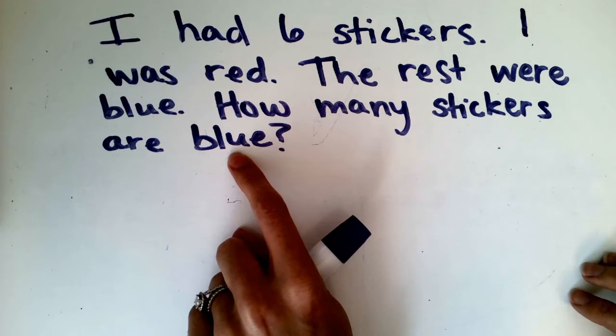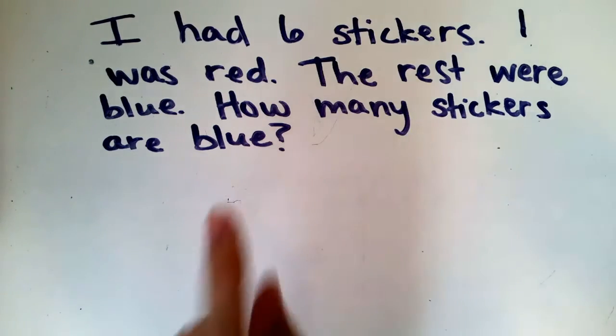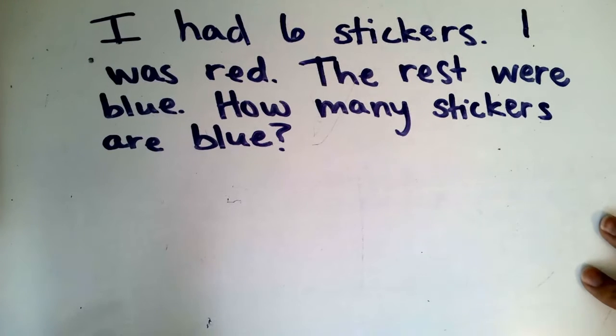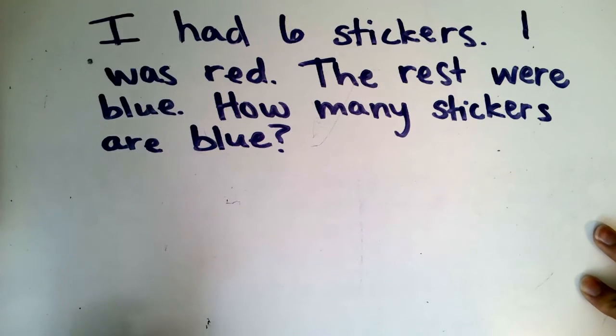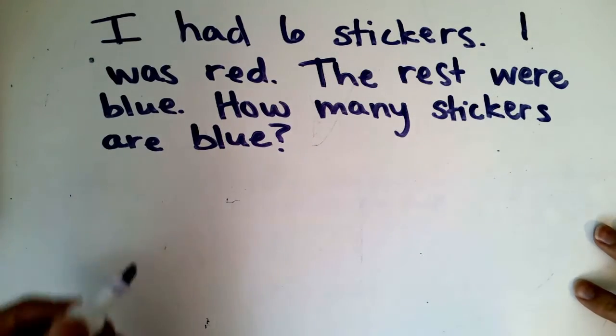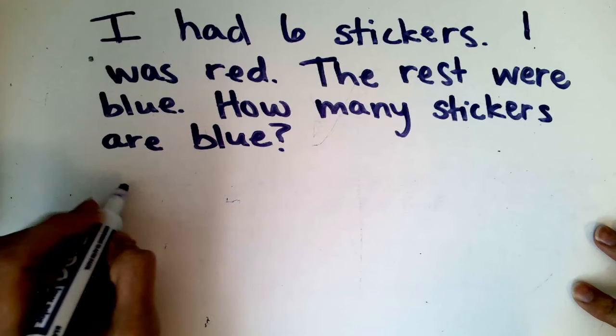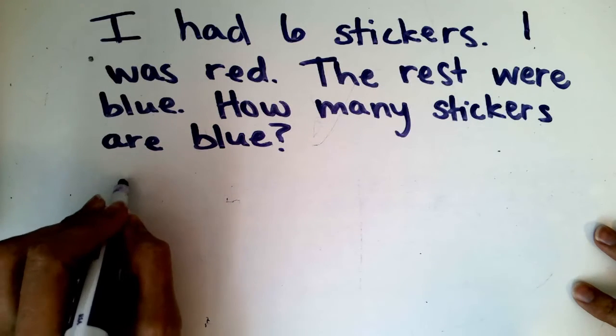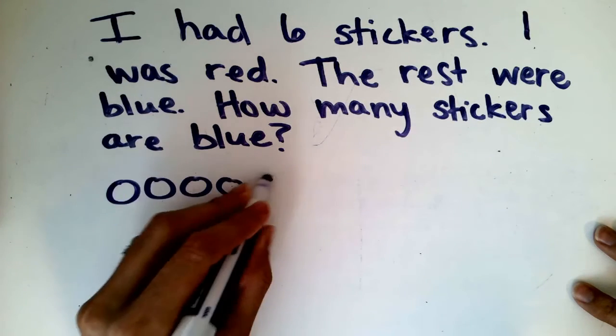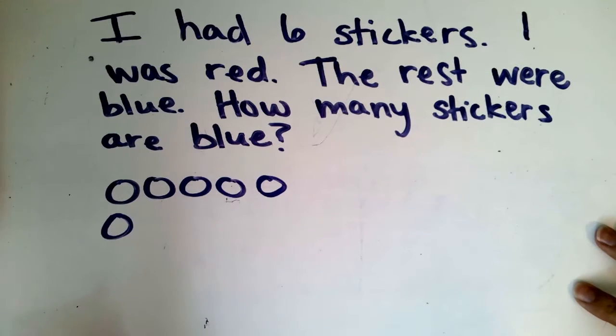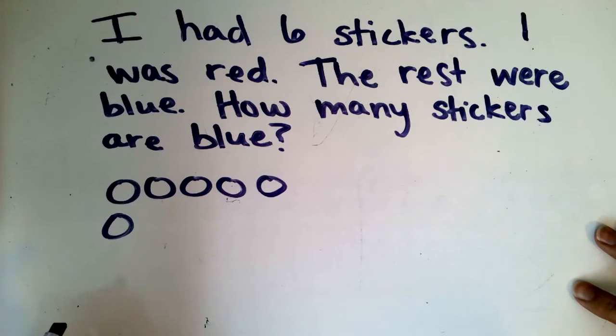What I'm going to start with is a picture, okay? A picture helps me visualize the story. It helps me get my mind started and get it moving on getting my answer. So I know that I had 6 stickers. So a quick math drawing is going to be 6 quick circles. Okay. All right, I had 6 stickers and 1 was red.